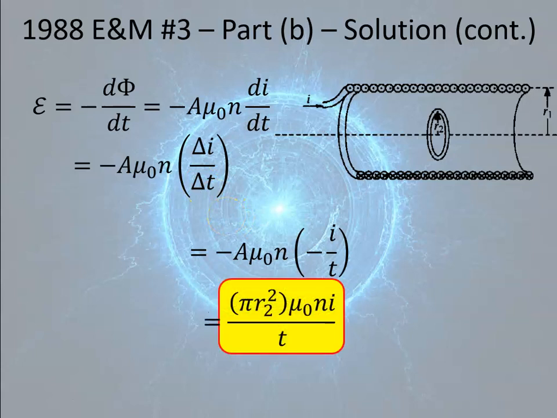The area of the ring is pi r2 squared. Got to plug that in, don't just leave it in terms of A. So there's our final answer for the induced EMF.